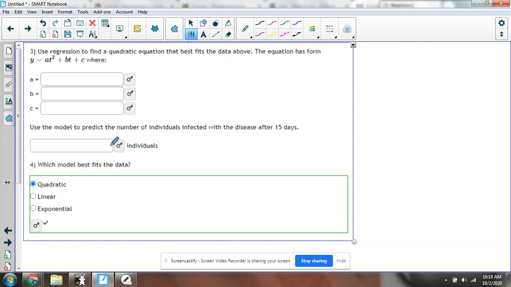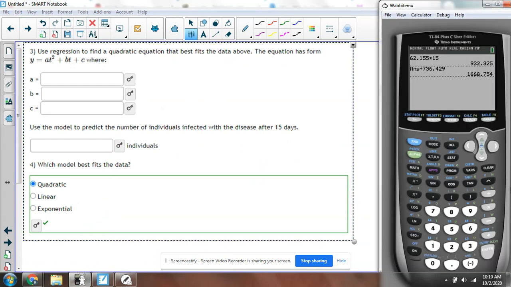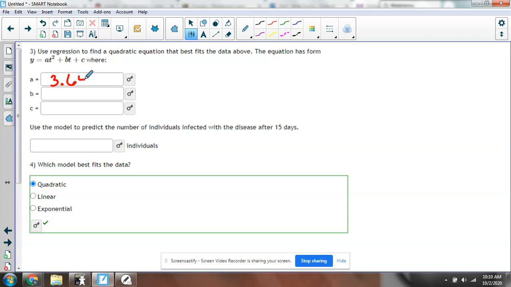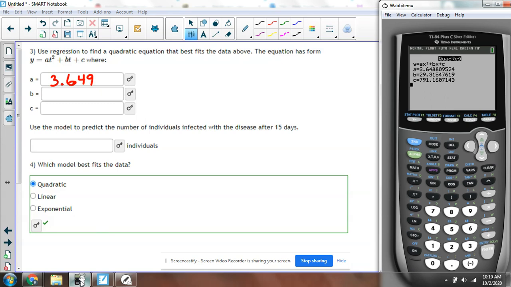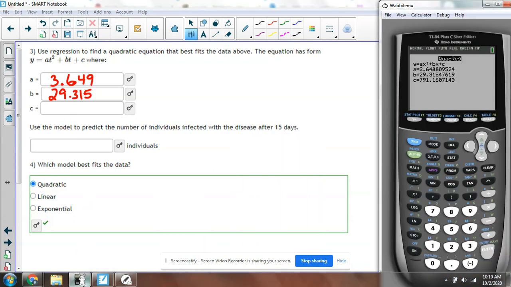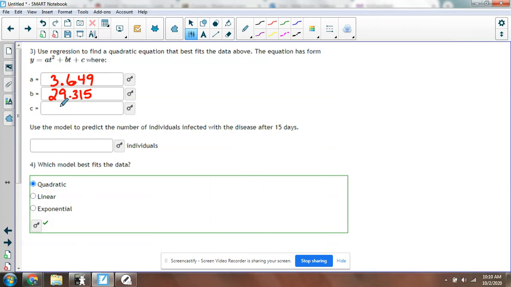So then the last one is really the chapter 2 stuff, the quadratic regression. Again, same thing. That is already in there. So I'm going to calculate, and now I'm going to use the quadratic regression, which is option 5, all the way through. And then I'm going to copy my values down. A is 3.649. B is 29.315. And C is 791.161.